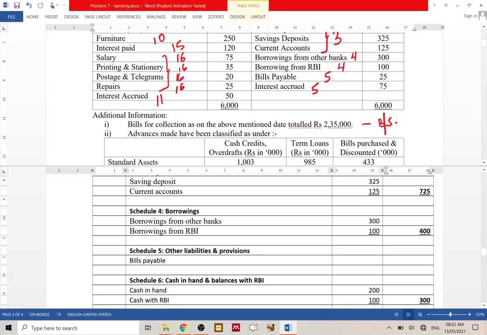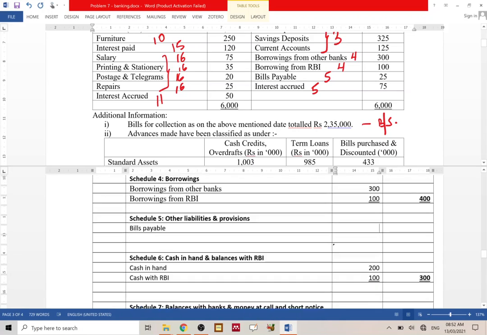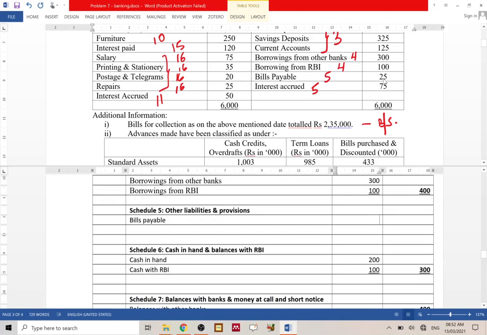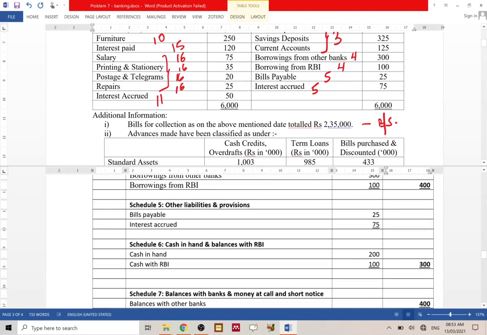Once again we have two items over here as well, bills payable and interest accrued. Bills payable amount 25 and interest accrued amount 75. Okay, interest accrued. Now this is interest accrued with a credit balance, which means it's a liability. The interest accrued with a debit balance we've already taken under other assets. Okay, this total is 100, so we're done with that.